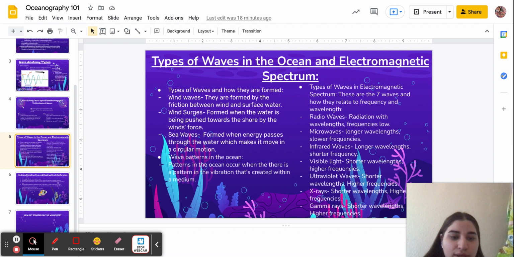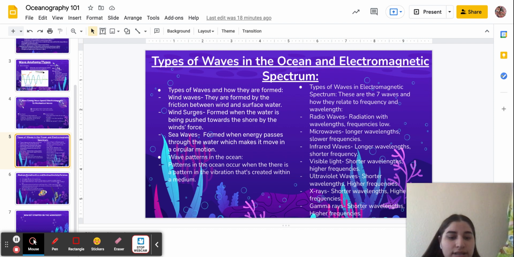One of them is radio waves, and radio waves has a lot to do with like radiation and stuff. Radiation, the frequencies are low because the frequencies are more spaced out, so they're lower. And then you have also microwaves. That also has to do with radiation as well. Microwaves, infrared waves, visible light, ultraviolet waves, X-rays, and gamma rays. Those are all the 7 types of waves in the electromagnetic spectrum.